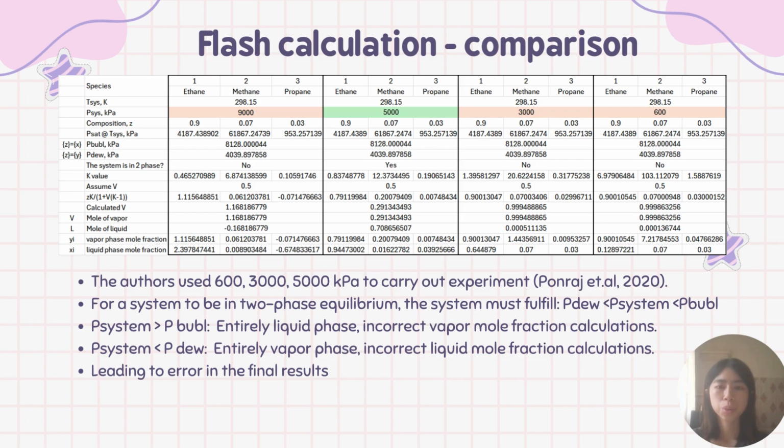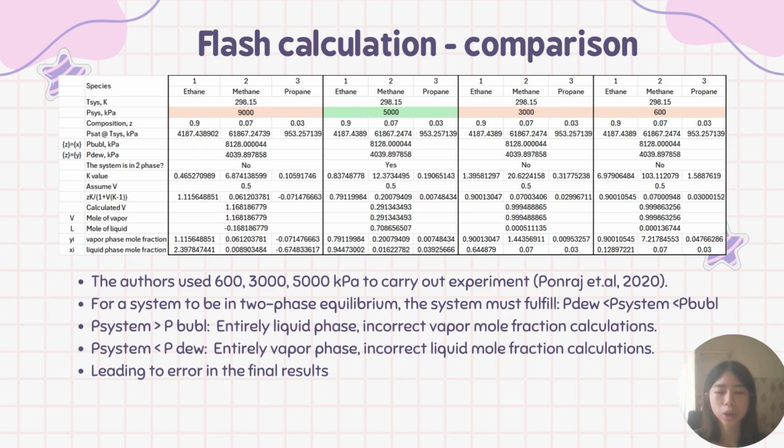I will continue with the flash calculation comparison with different pressures. The others use 5, 300, and 600 kPa to carry out the experiment, where we also added an additional 9,000 kPa for comparison purposes. For a system to be in two-phase equilibrium, the system should fulfill the condition where P system lies in between P dew and P bubble.